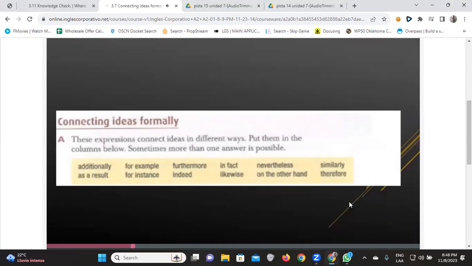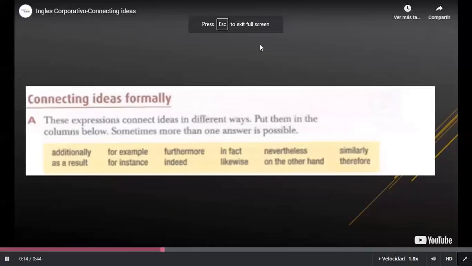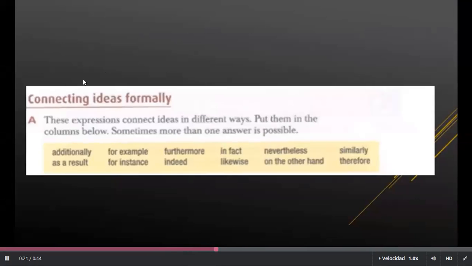Additionally, as a result, for example, for instance, furthermore, indeed, in fact, likewise, nevertheless, on the other hand, similarly, therefore. Look at the following expressions. Can you connect ideas using them? Type them on a discussion box.